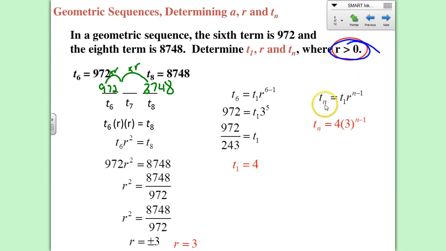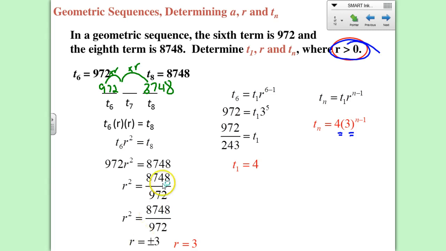Finding the general term, we go back to our formula and plug in T1 and r, and there's really nothing we can do to simplify like we did in the previous question. You cannot change 4 into a base of 3, so you're kind of stuck on that. That's as good as it's going to get. And certainly don't put that as 12 to the n minus 1. All right?